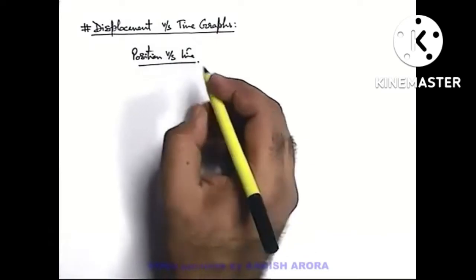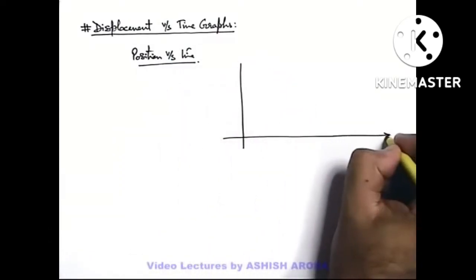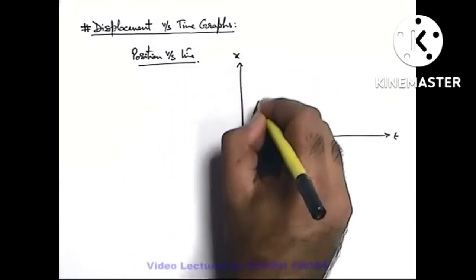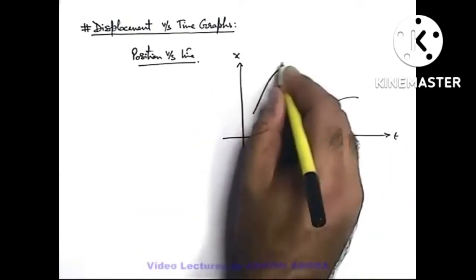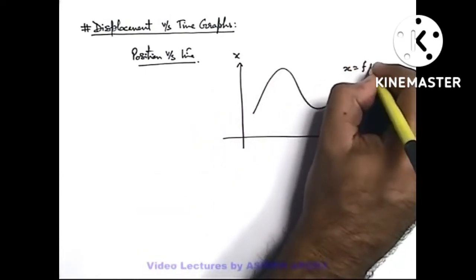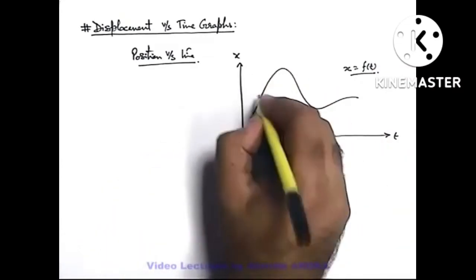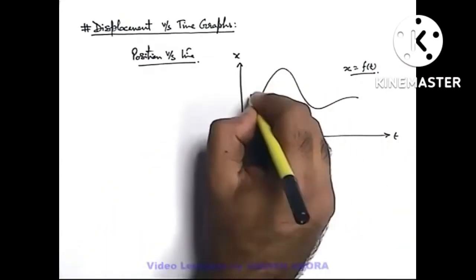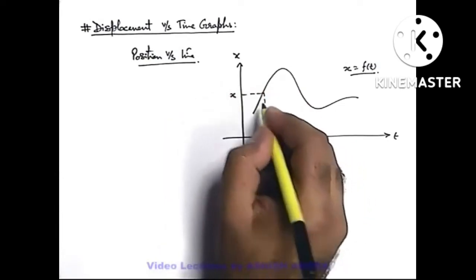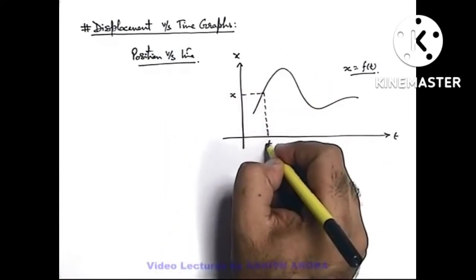Say for a given rectilinear motion, we draw the displacement time curve like this. So this is the curve according to which the position of a particle varies with time. So its function is given as x is equal to f of t. In this situation, at any instant of time t, we can directly get the position of the particle by using this curve or by substituting the value of time in this function.